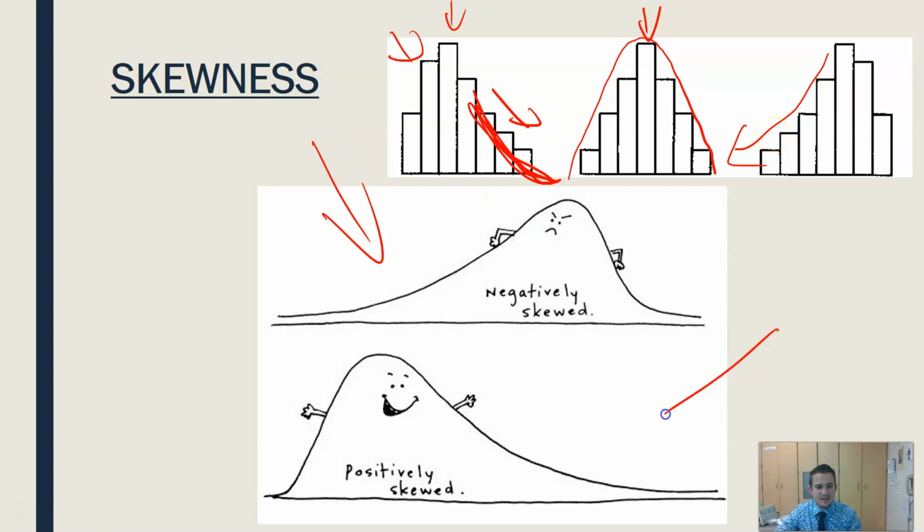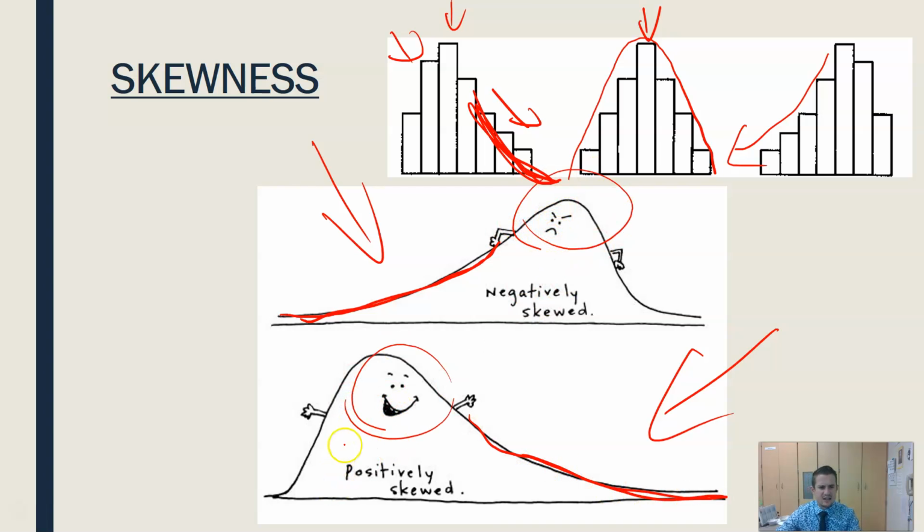Here's some histogram skewness humor for you. Negatively skewed, I have a tail on the left-hand side. Positively skewed, I have a tail on the right-hand side. This guy's really happy, this guy's really sad, because he's negative and he's positive. But that's what a positively and negatively skewed histogram or set of data would look like. It's when I have a tail on one or the other end of my data set.